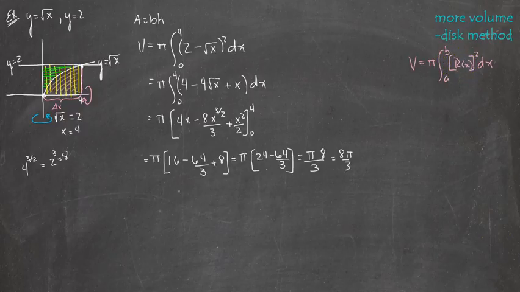But if I were rotating around the y-axis instead, notice that my interval of integration, my delta y's, would be along the y-axis, and now my radius runs perpendicular to that along the x-axis, or horizontally in the opposite direction.